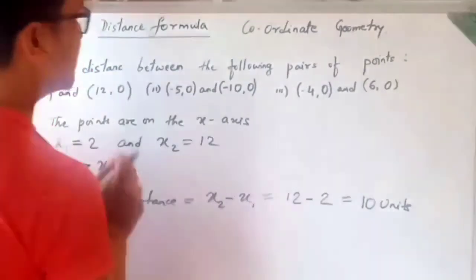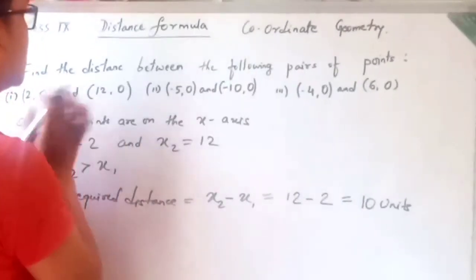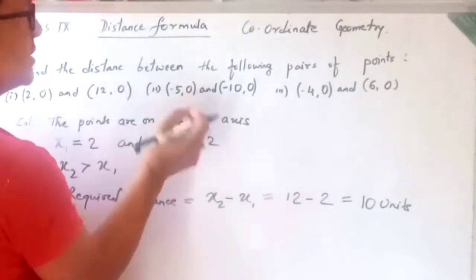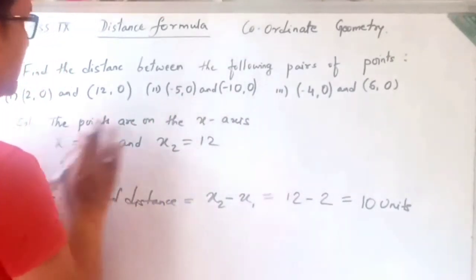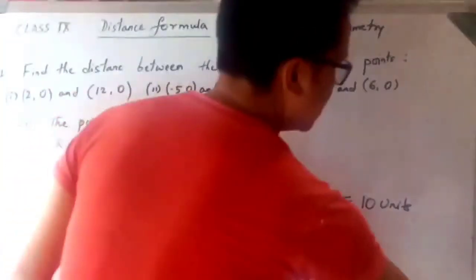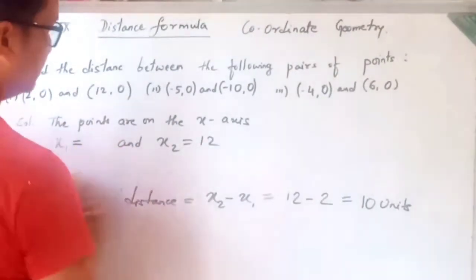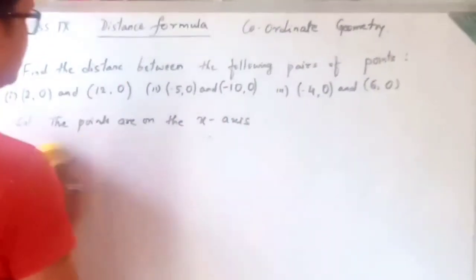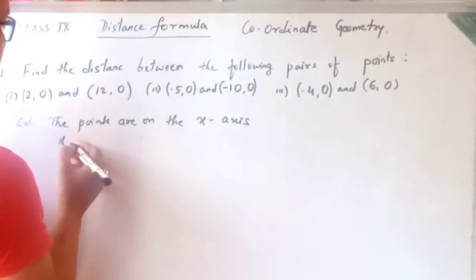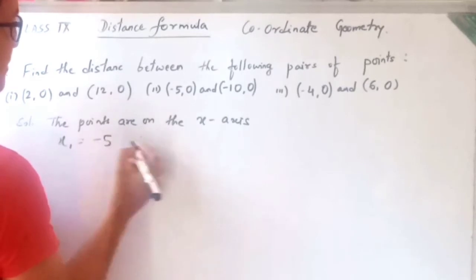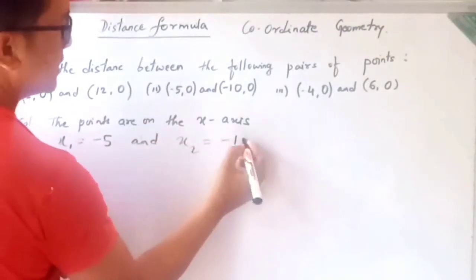And the second question is (-5, 0) and (-10, 0). It is similar to this. Here also the y value is 0, here also the y value is 0. So it is also on the x-axis. So the points are on the x-axis. The first point x1 is equal to -5 and x2 is equal to -10.